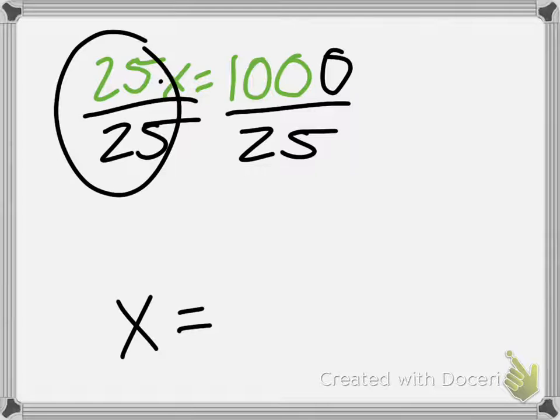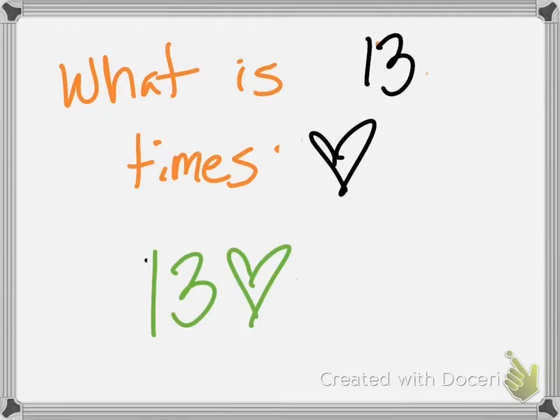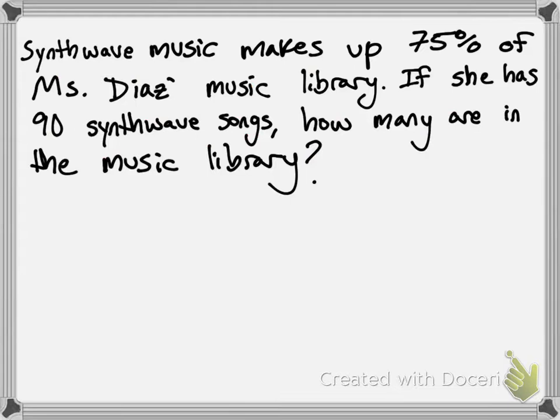What is 25 over 25 equal to? On your fingers, 25 over 25 is equal to 1. So that goes away. I don't need to write 1x. That's just x. And as a side note, if we decided to divide, we would get 40. There you go. Several different ways to do the same problem. Do the one that's easiest for you. Let's look at this one.